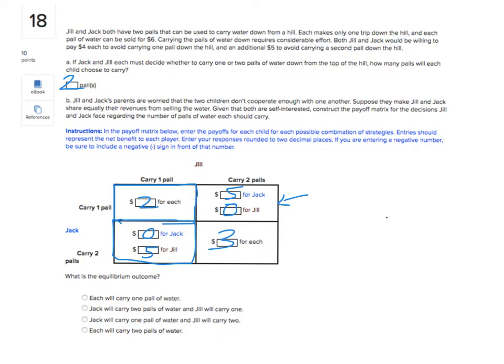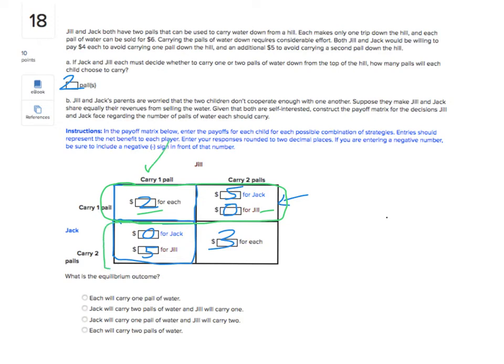But let's think about how this game is going to work out. Let's just take it from Jill's point of view. If Jack carries 1 pail down, Jill's going to think, do I carry 1 pail or 2? And notice that she'd get 0 if she carried 2, and 2 if she just carries 1. So Jill's only going to carry 1 if she thinks Jack is going to carry 1 pail.